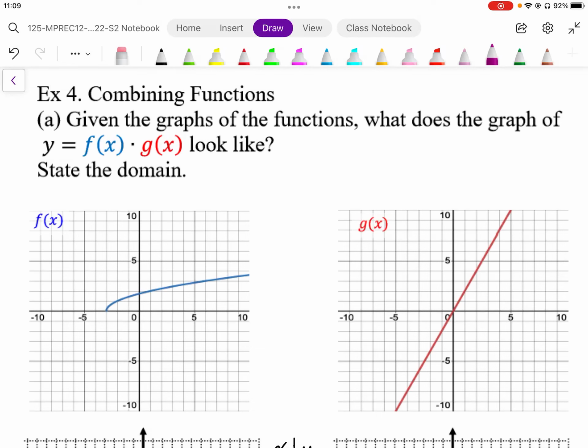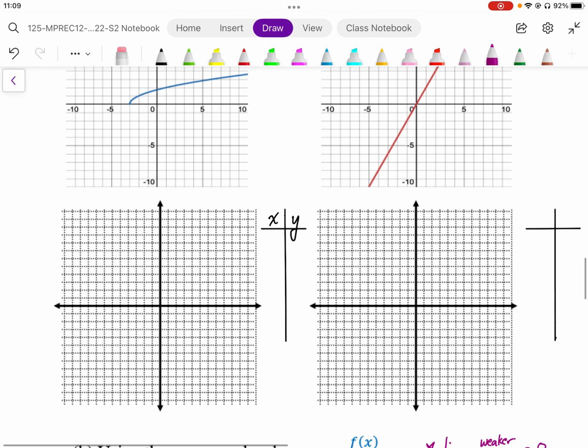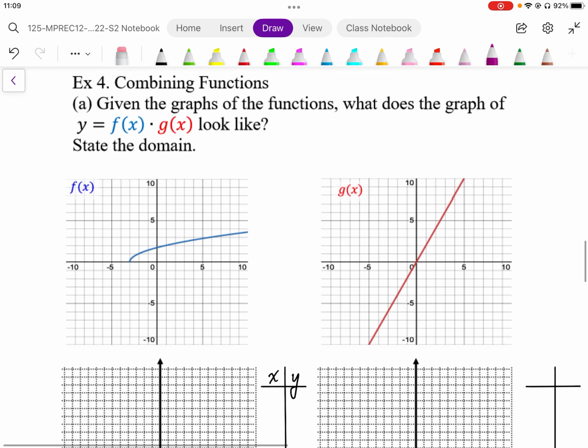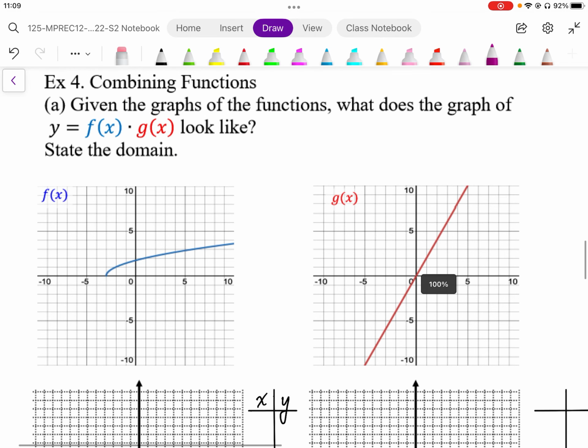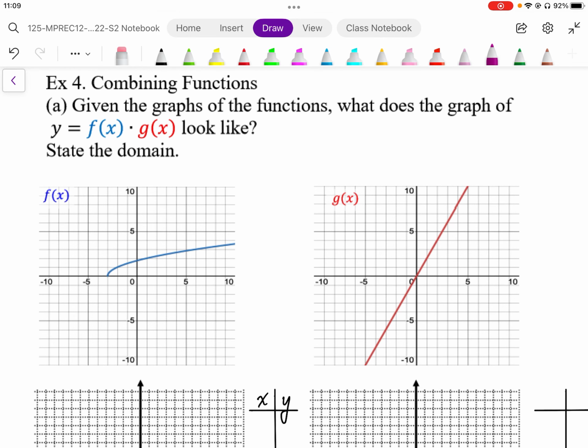In this example, we've been given two graphs, f in blue and g in red, and we're going to combine them with multiplication in the first part, and with division in the second part, to come up with a new graph. What we want to do first is make sure we understand what the domain is going to look like, because that'll affect what coordinates we can use to generate our graph.